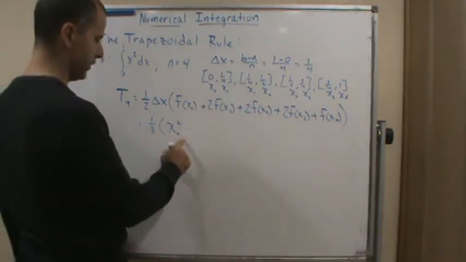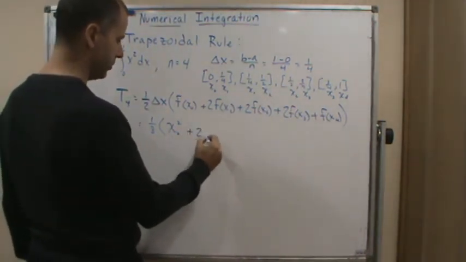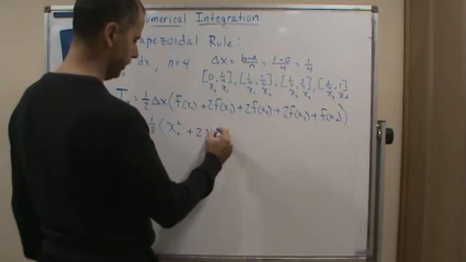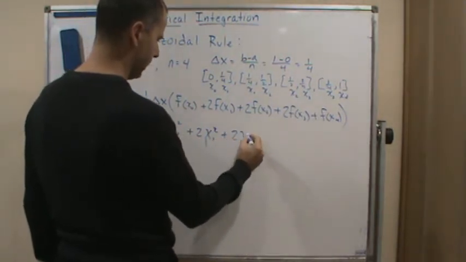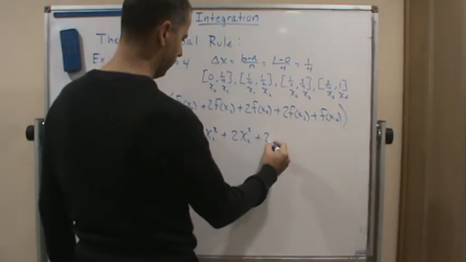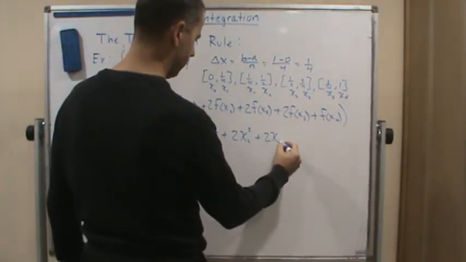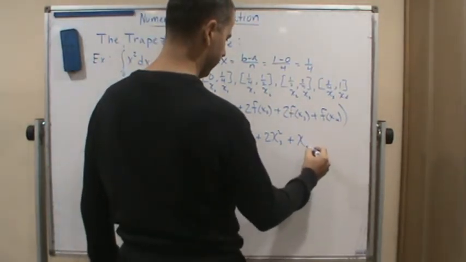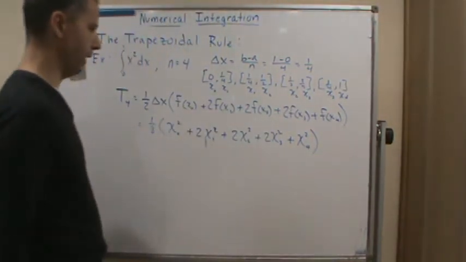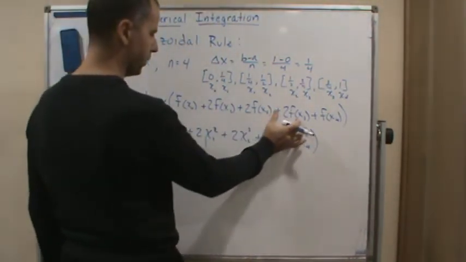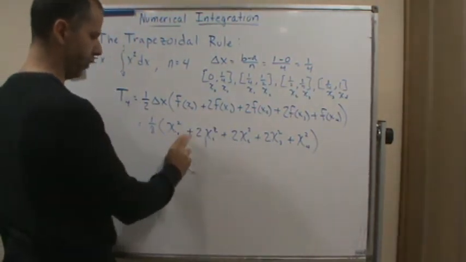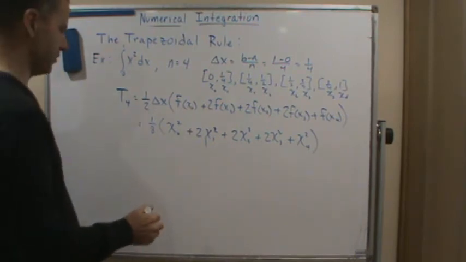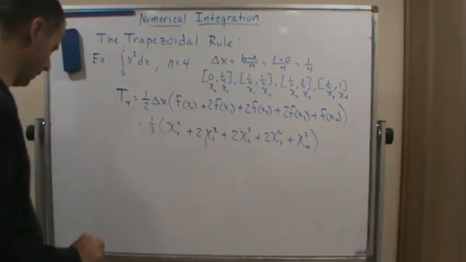Okay, so then x sub 0 squared plus 2 times x sub 1 squared plus 2 times x sub 2 squared plus 2 times x sub 3 squared plus x sub 4 squared. Okay, notice that the middle terms are doubled, right? So only the first and last terms are not doubled. Excuse me, not the last 2 terms, the first and last term is what I meant to say.